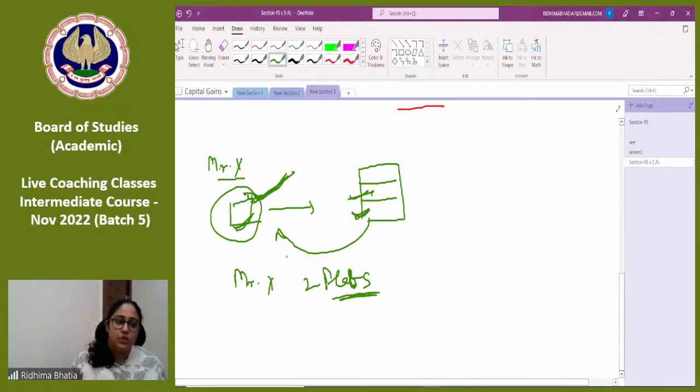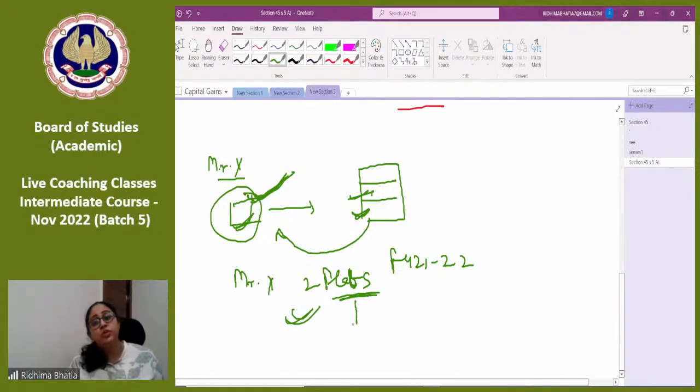Now at present you are Mr. X in financial year 21-22. What do you have? These 2 flats. So in future when you sell these 2 flats, it would be different. I may sell one because I might live only in one flat. I may sell another flat. Now what is the asset in hand? The assets in hand are these 2 flats.